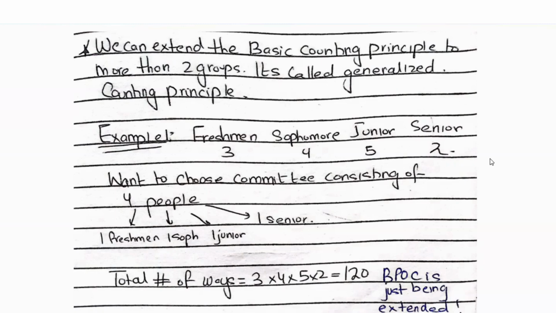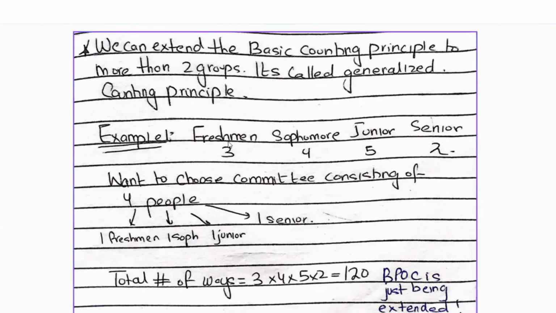And the total number of ways we can do them together is, you just see, the number of ways that you can select 1 freshman is 3. The number of ways you can select 1 sophomore, which you can think of as experiment 2, is 4. The number of ways you can select 1 junior, the third experiment, is 5. The number of ways you can select 1 senior, the fourth experiment, is 2. So based upon the generalized counting principle, the total number of ways you can select this committee is that you just multiply the possible outcomes of each of these experiments. So this is just the basic counting principle being generalized.